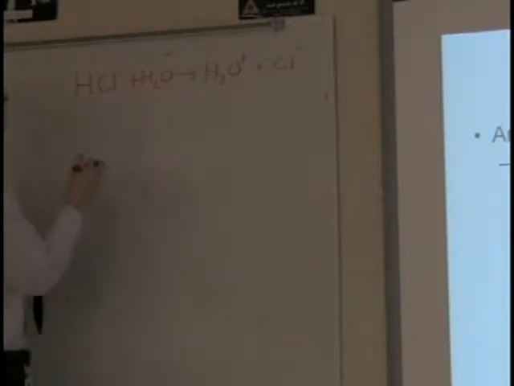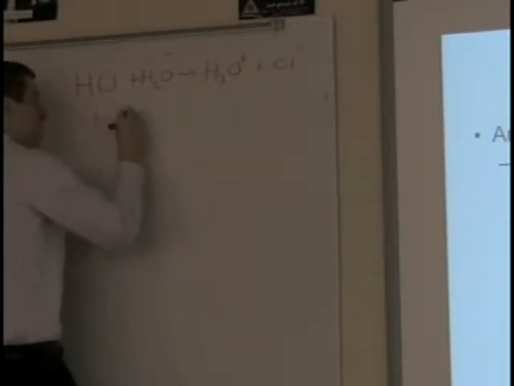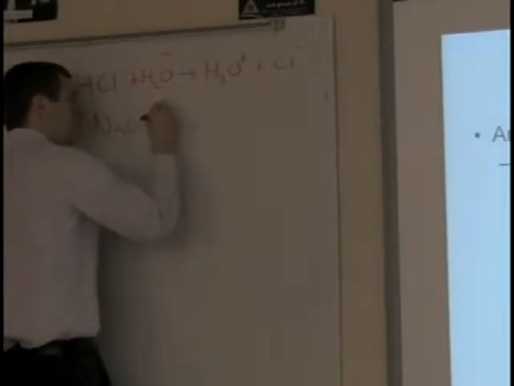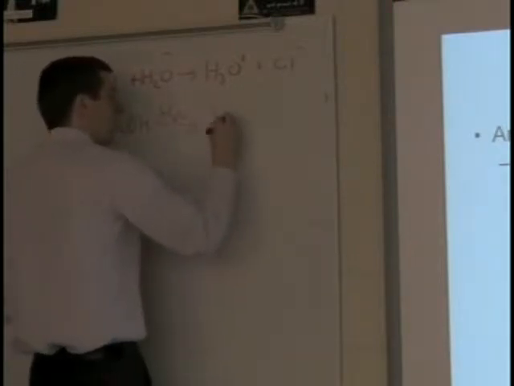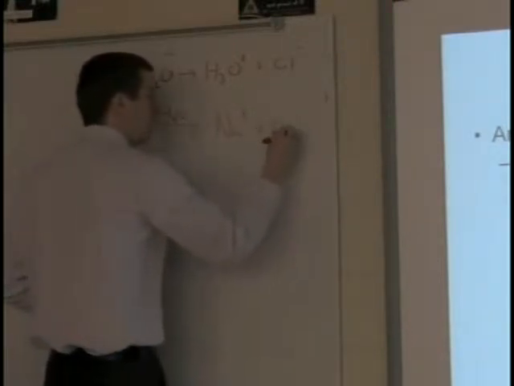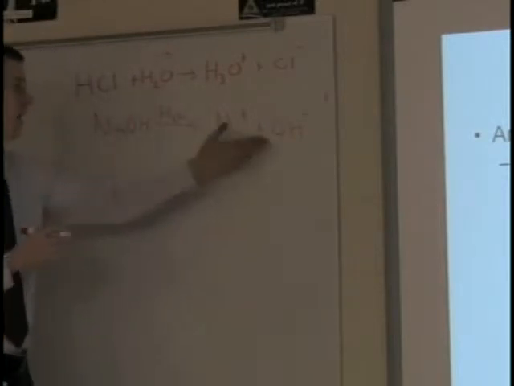If we did the base version, sodium hydroxide, which is an ionic compound, in the presence of water, will make Na+ and OH-. There's our hydroxide. It must be a base for sodium hydroxide.